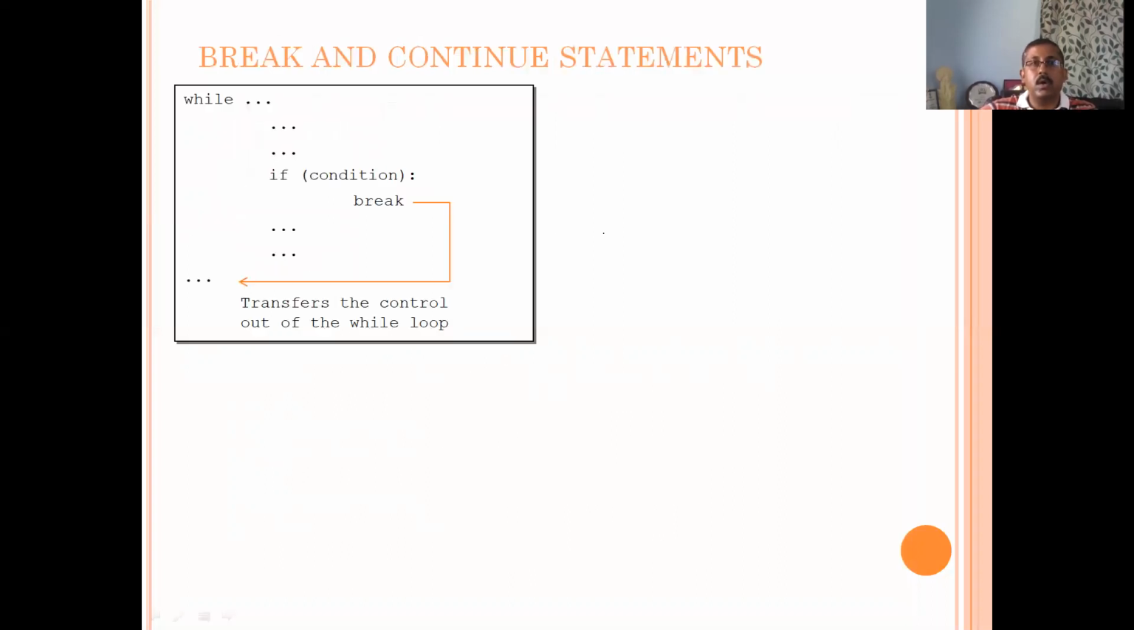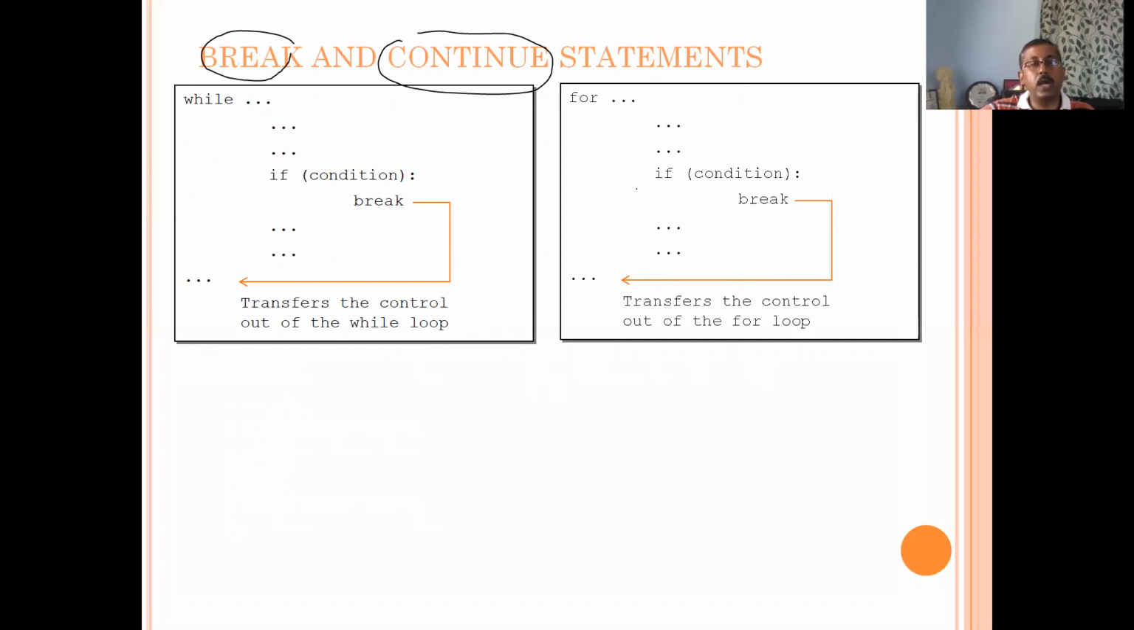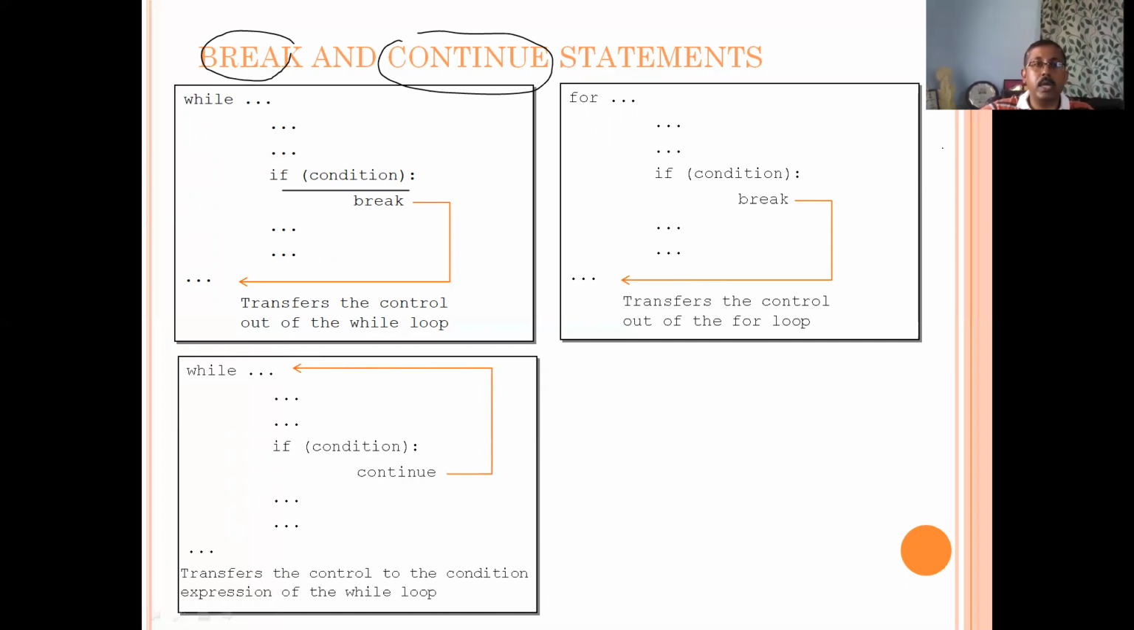Okay, now another two very important keywords, the break and the continue keywords. Say for example, I have a while loop or a for loop, and based on a particular if condition, I just want to exit the while loop or the for loop, mind it, I don't want to continue in the loop at all. Then I can use the break statement. This break statement is for doing that only, when I want to break out of a while loop or a for loop.